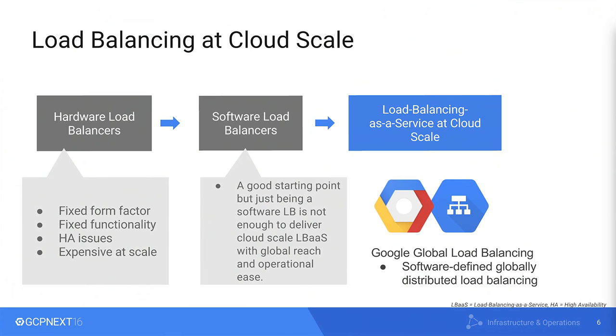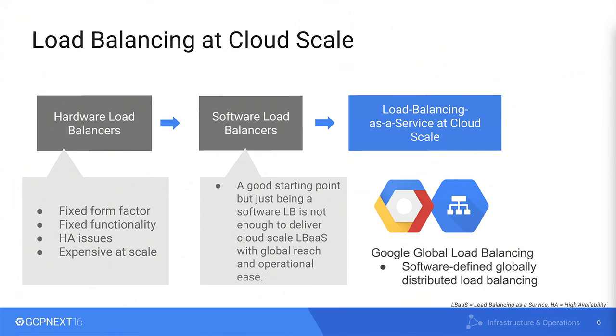The first one is your hardware load balancers. I'm sure all of you have used them. They have a fixed form factor. So if you need more throughput, what do you do? You go and buy a bigger box. If you need more features, what do you do? You approach the vendor and you wait for their release to put the features in. HA is pretty much active-active or active-standby. And these are definitely expensive to load balance at scale, especially cloud scale.